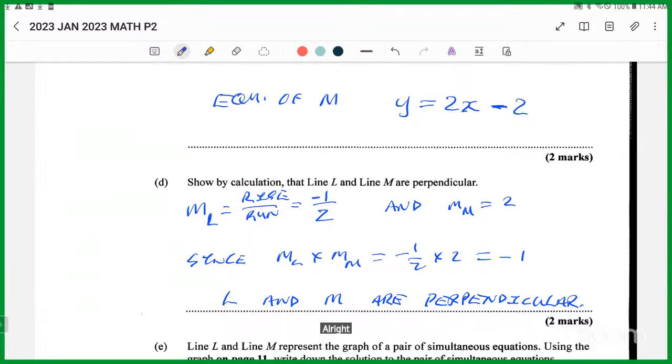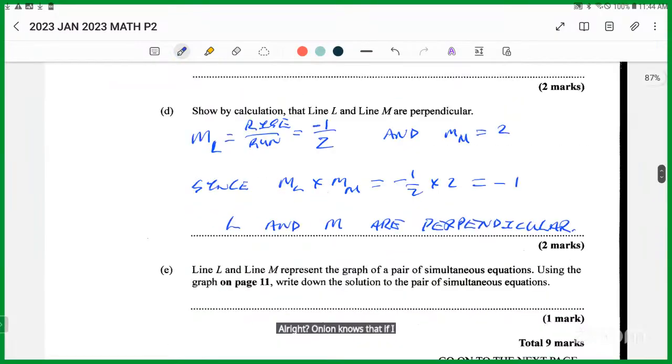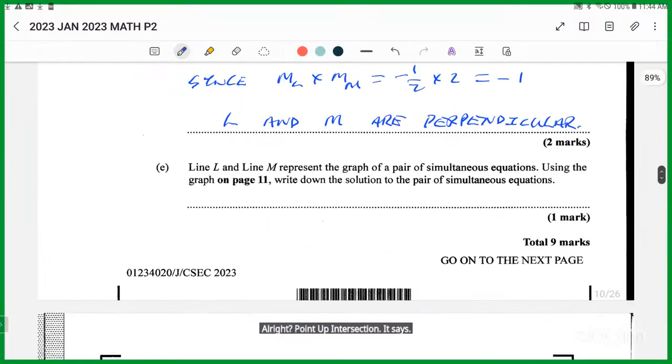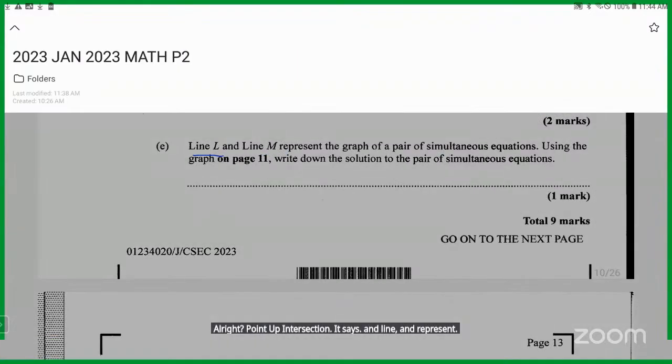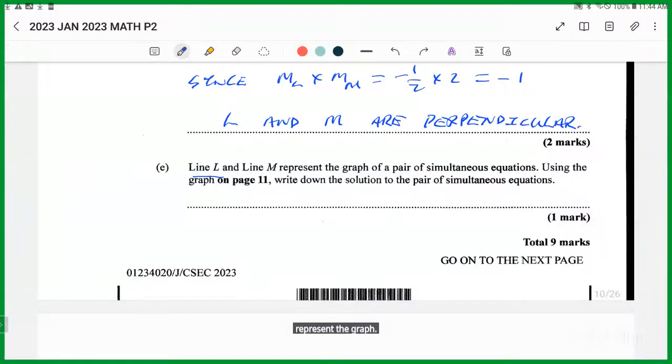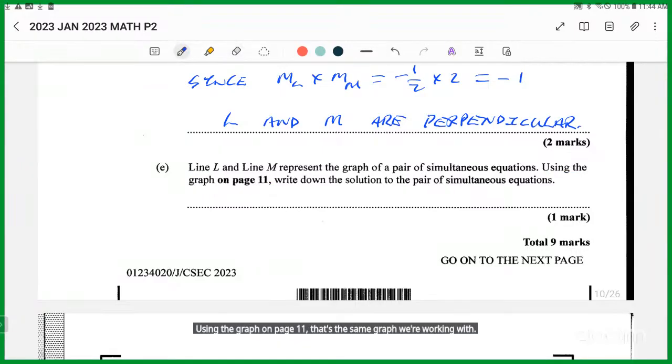Alright? Down here now is asking about the point of intersection. It says the lines L and M represent the graph of simultaneous equations. Using the graph on page 11, that's the same graph we're working with, write down the solution of the pair of equations. It's the point where they intersect.